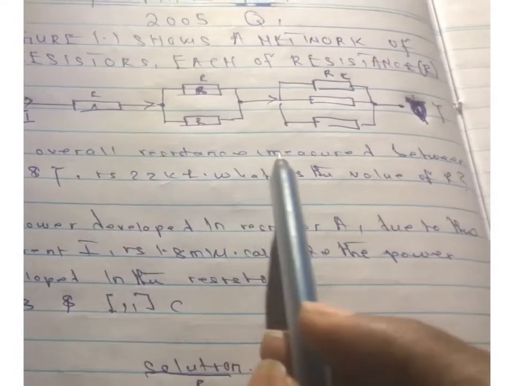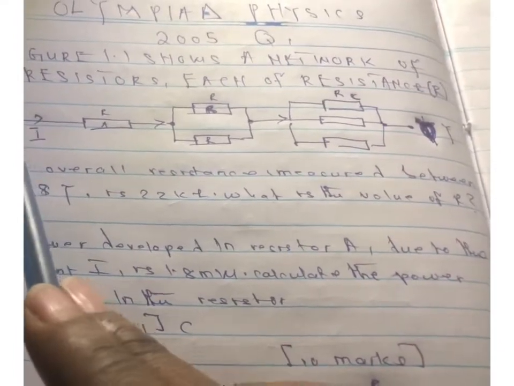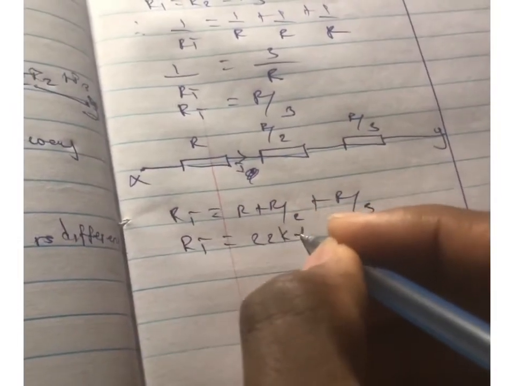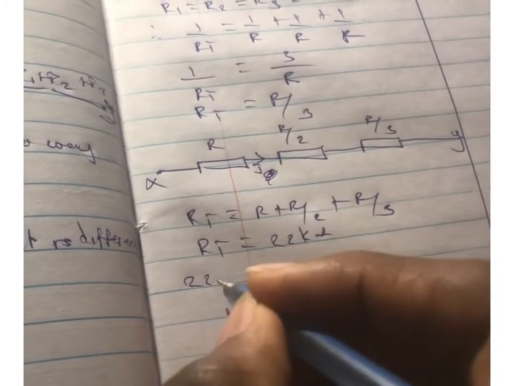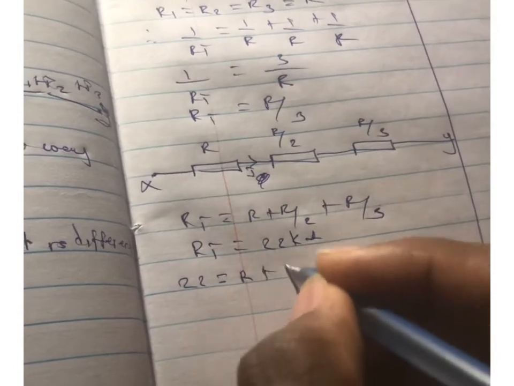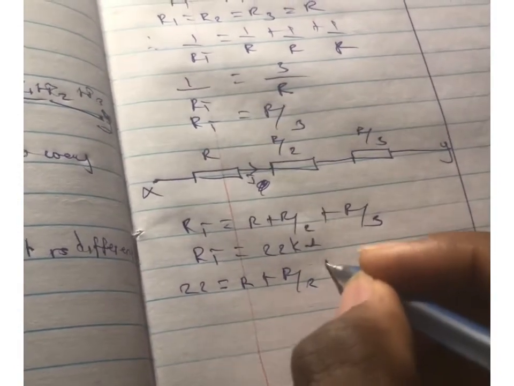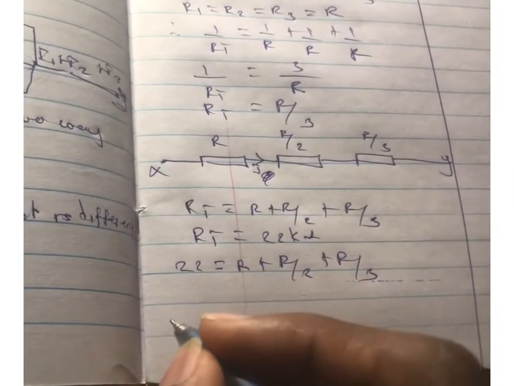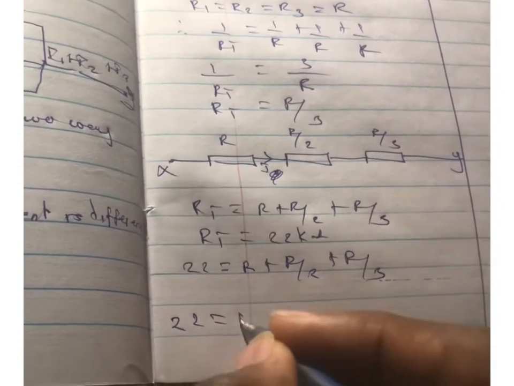Now recall from the question, they say the overall resistance measured between X and Y is 22 kilo ohms. Therefore, RT is equal to 22 kilo ohms. Now we can equate 22 to be equal to R plus R over 2 plus R over 3. So now we can try as much as possible to simplify.